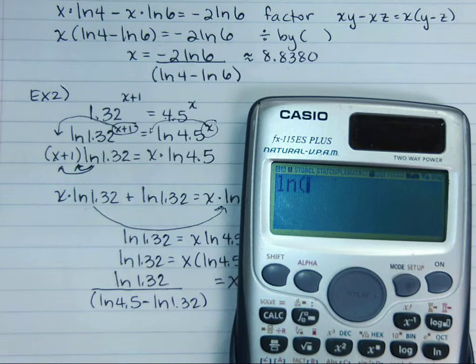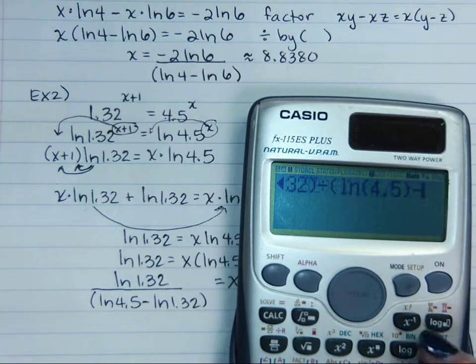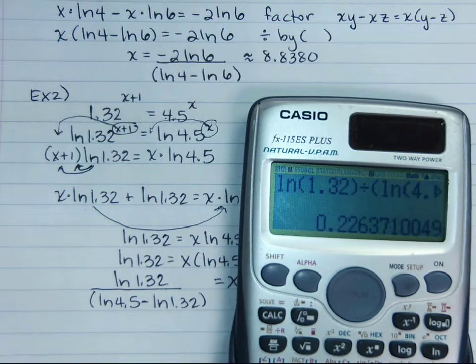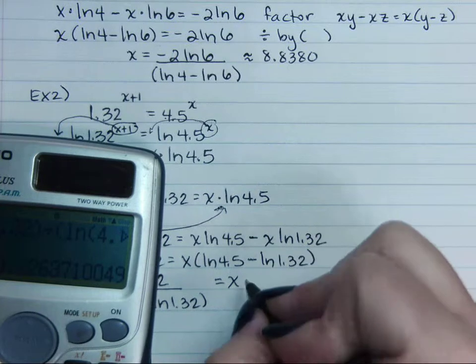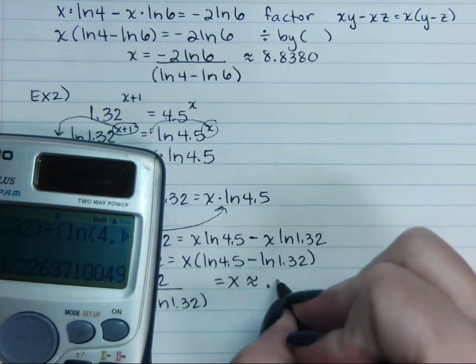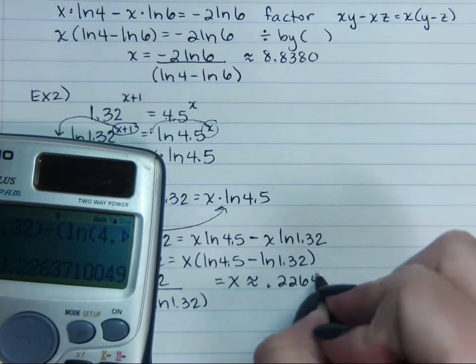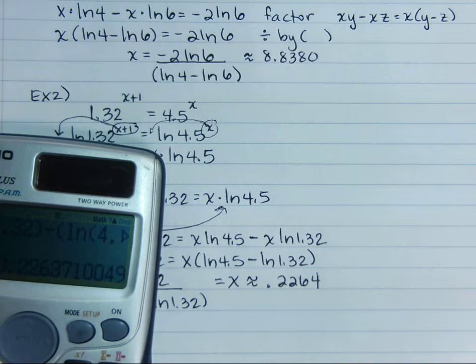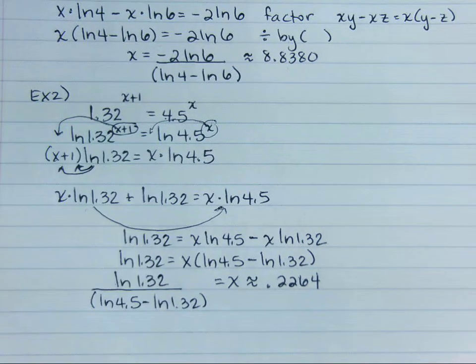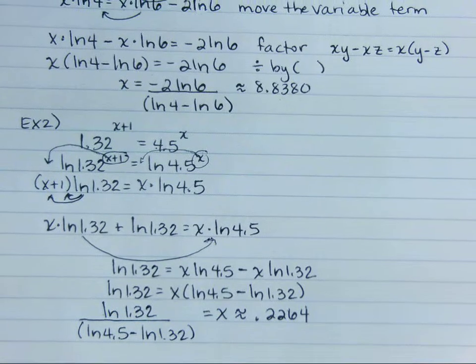So we have the ln of 1.32 divided by, and I do need to put parentheses around that whole denominator, just like I did last time. And make sure that you close your parentheses before you hit equals. So again, to 4 significant digits, it is approximately 0.2264. All right, so that's the biggest challenge that you're going to have when working with some of these functions. So just do your best.